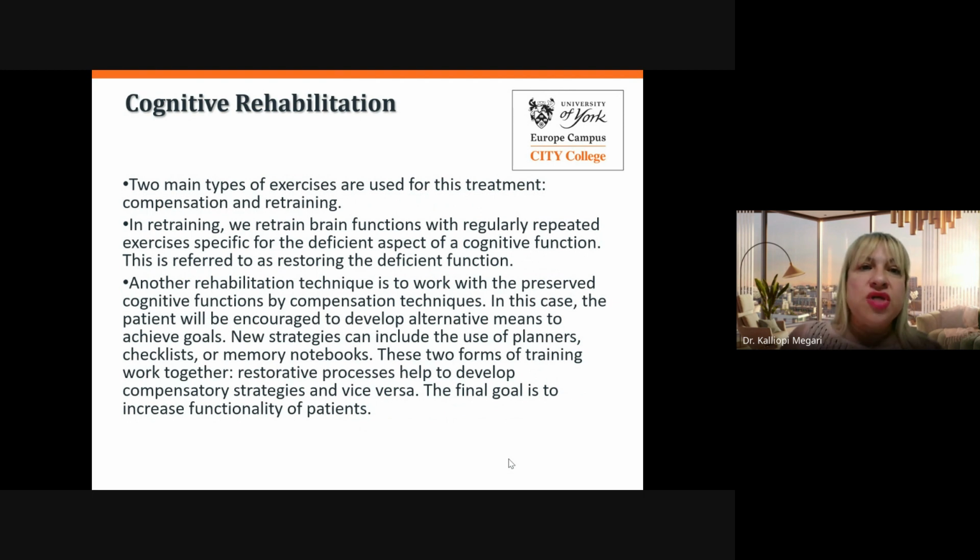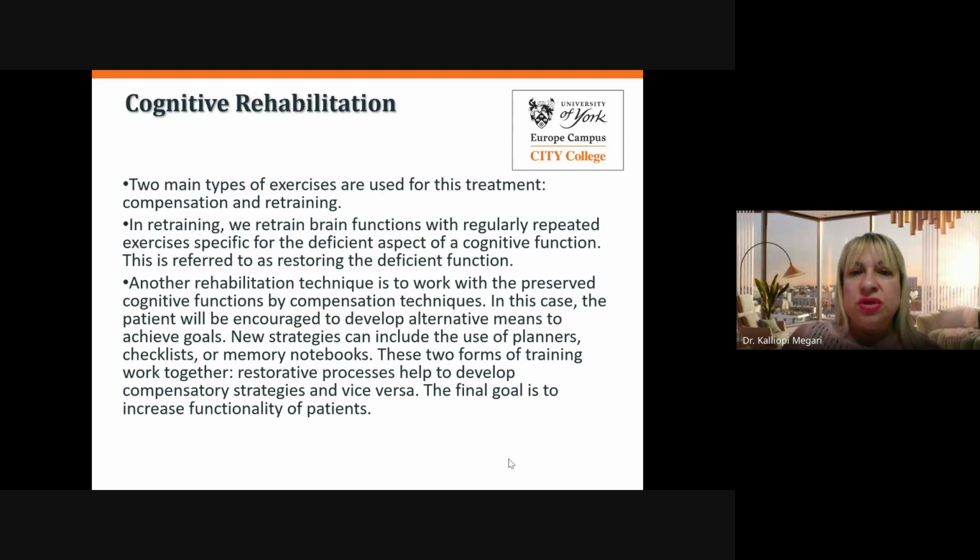And just to say a few words about cognitive rehabilitation programs, two main types of exercises are used for this treatment: compensation and retraining. In retraining, we retrain brain functions with regularly repeated exercises specific to the deficient aspect of a cognitive function, and this is referred to as restoring the deficient function.